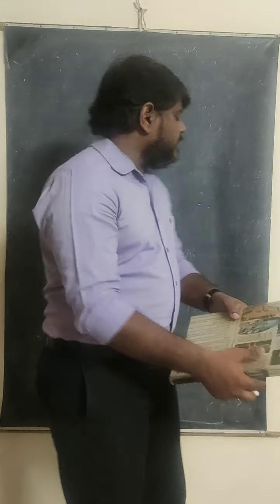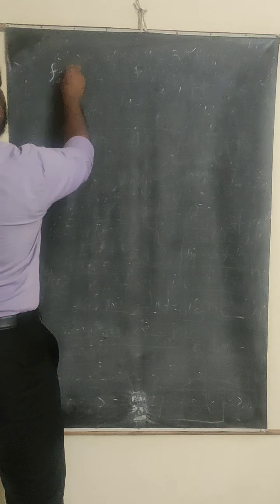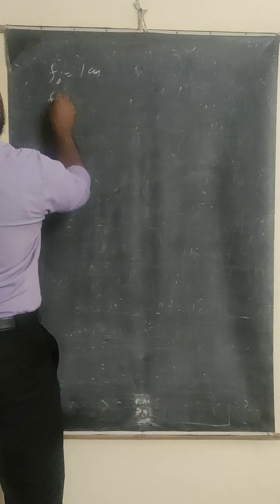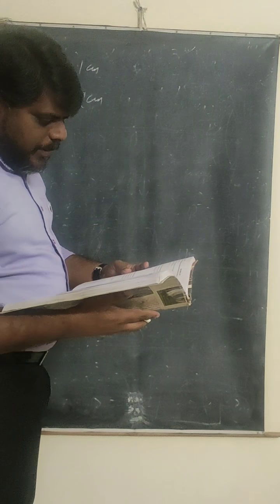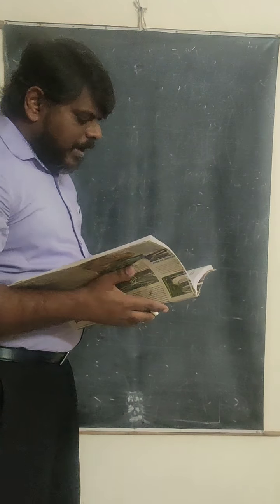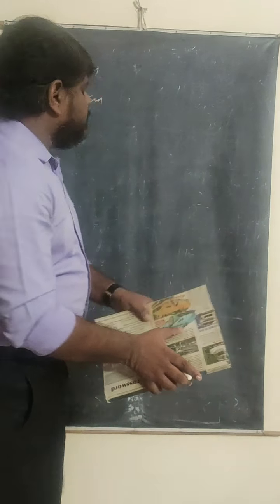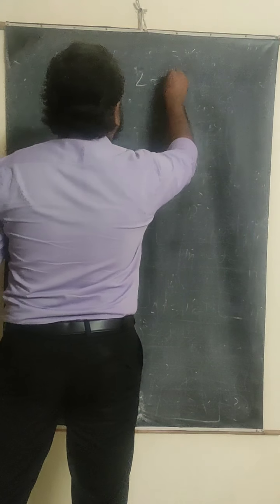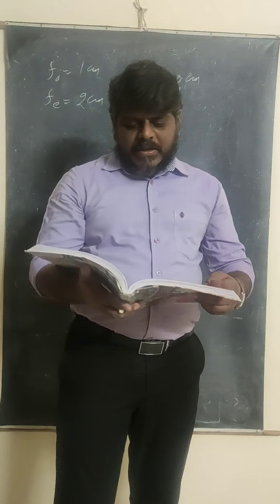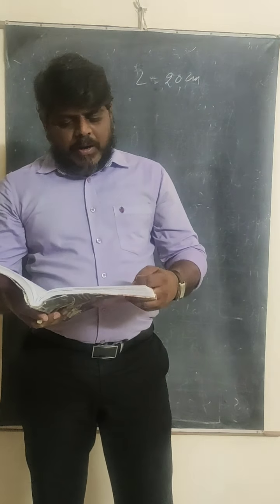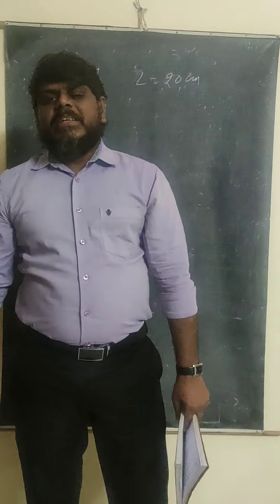So let us write down first. F naught is given as 1 centimeter and Fe is given as 2 centimeters. And after that, L is given to you as 20 centimeters. And we want to find the magnification, given that the image is formed at infinity.